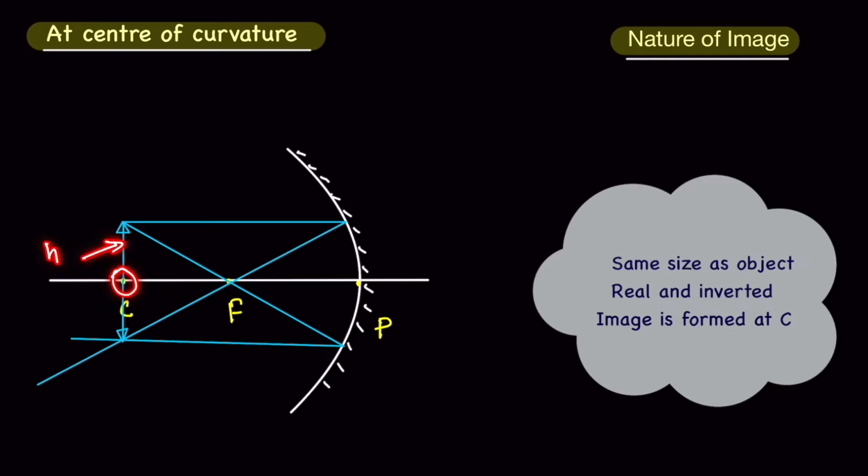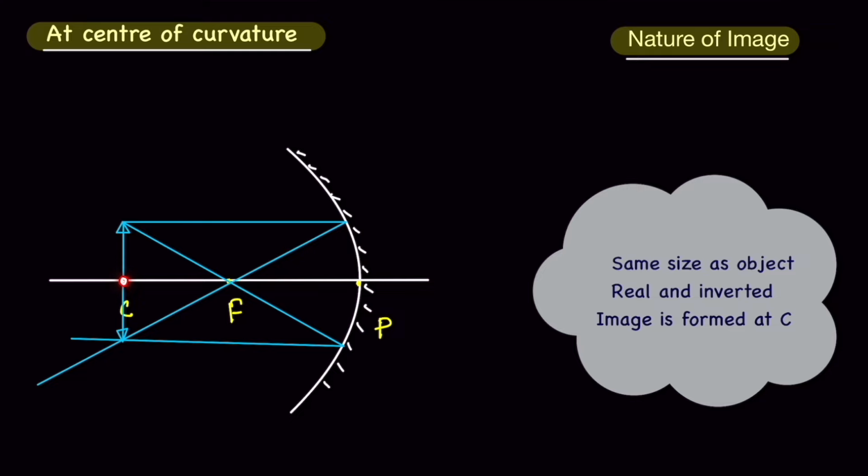This is the height of object and again two rays we will take. One is parallel, so it must pass through focus, and another is passing through the focus, so it must be parallel to the principal axis. So both the reflected rays meet at this point. So this is the height of image and this image is formed at center of curvature.